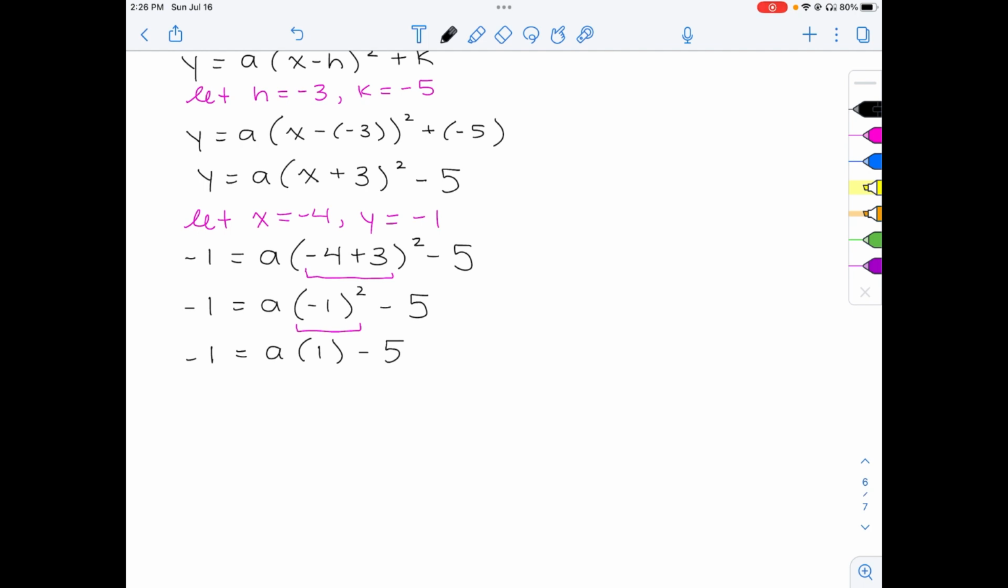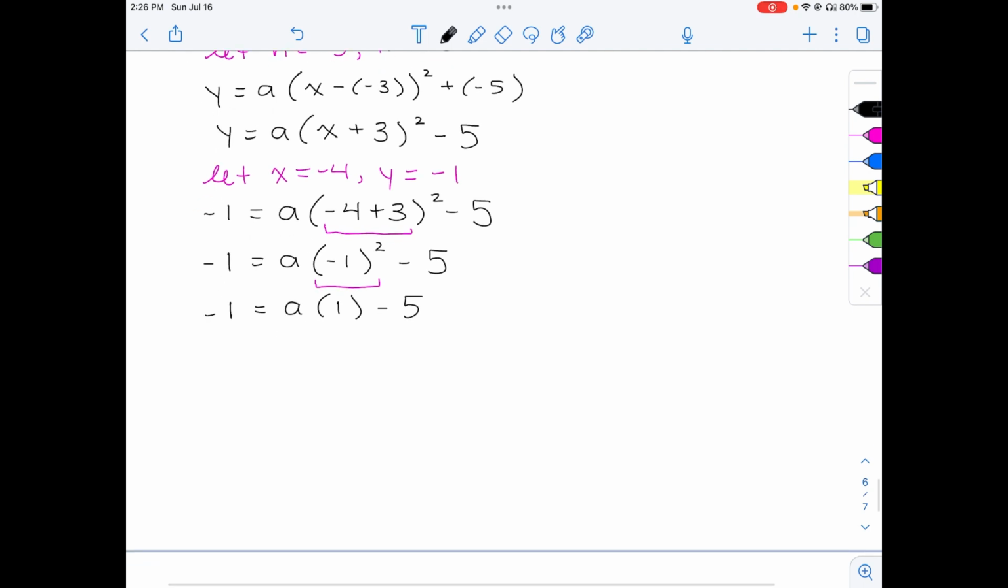Okay, so technically it'll go away. I'll show that in the next line. Then we are trying to isolate a, so I want to get rid of this -5 here, so I need to add 5 to both sides. -1 plus 5 is 4, and this is just equal to a times 1, which is just a.